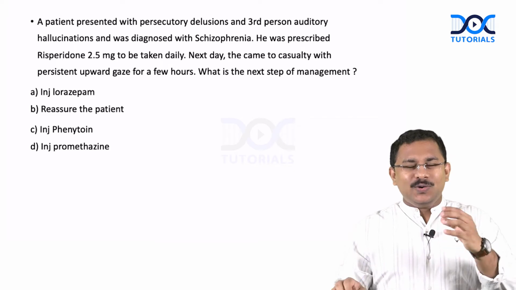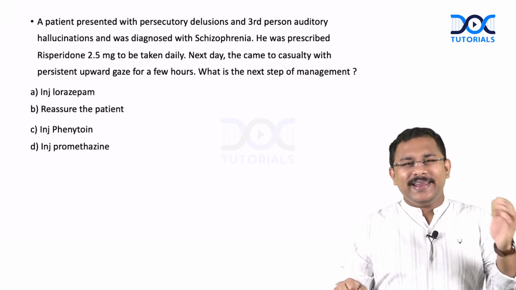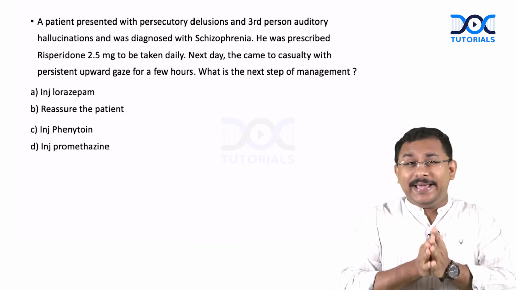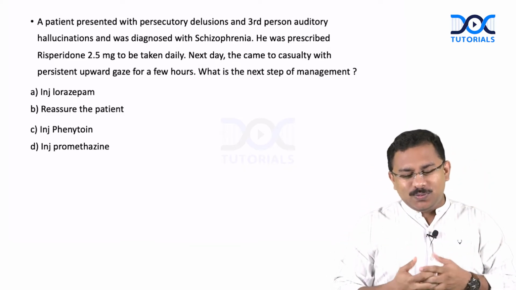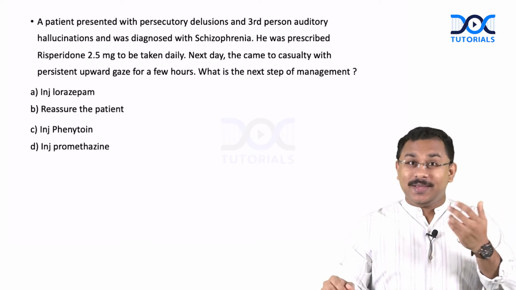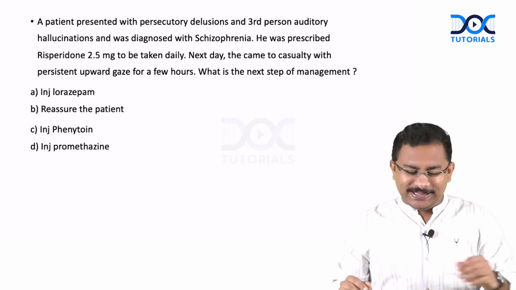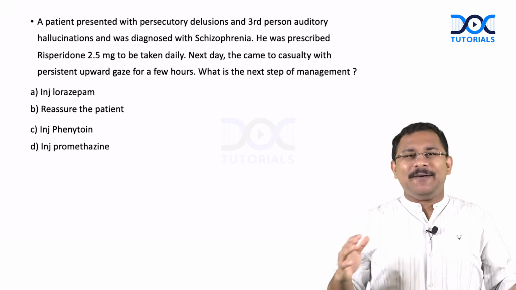So someone diagnosed with schizophrenia, started on antipsychotic, next day persistent upward gaze lasting for a few hours. What is going to be the management? Is it injection lorazepam, reassuring the patient, injection phenytoin, or injection promethazine? So what do you think has happened here?